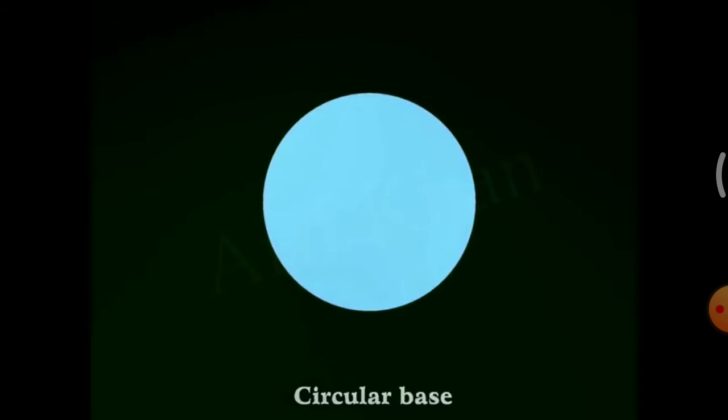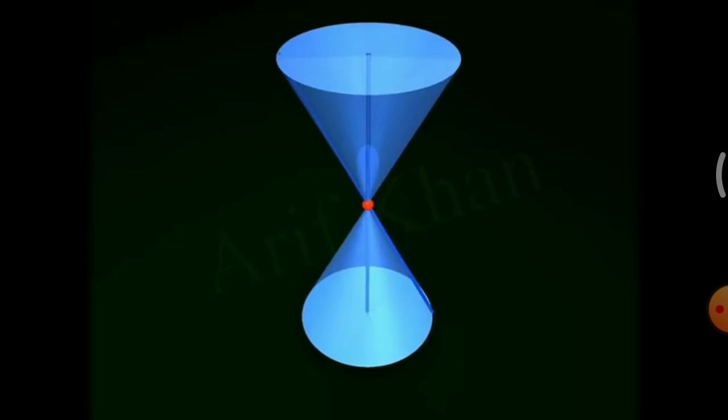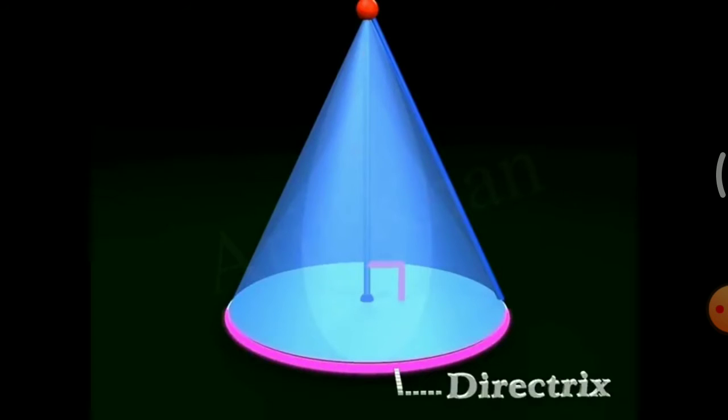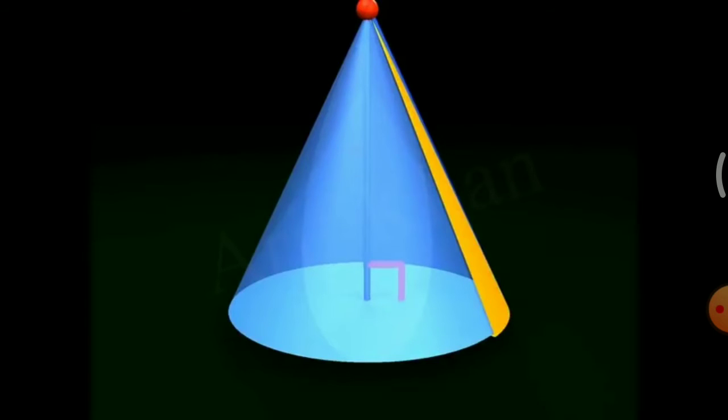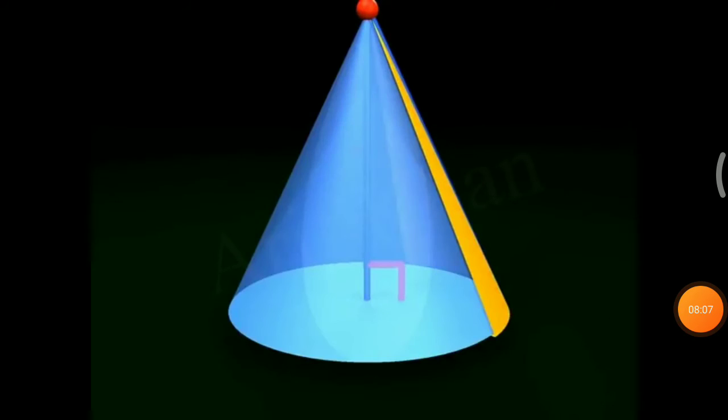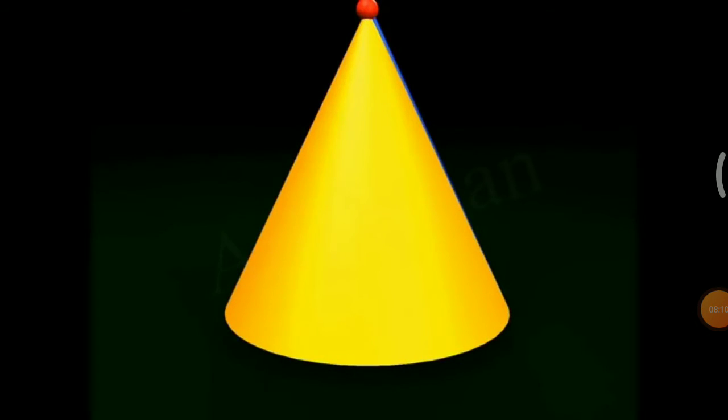The right circular cone has a circular base and its axis is always perpendicular to the center of the base, from the vertex here, and it is right angled in structure. The perimeter of the base is called the directrix. The lateral surface of the right circular cone is called a nap.